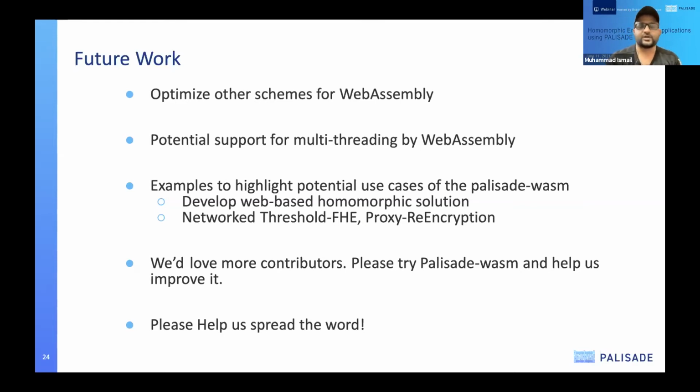We are also looking forward to implementing some examples to highlight potential use cases of Palisade WASM, for example, developing a web-based homomorphic solution and networked threshold FHE proxy encryption examples, so that interested parties can see them and utilize them.